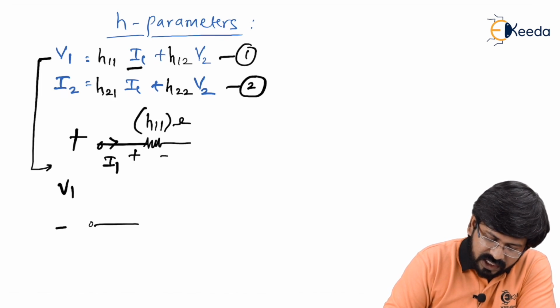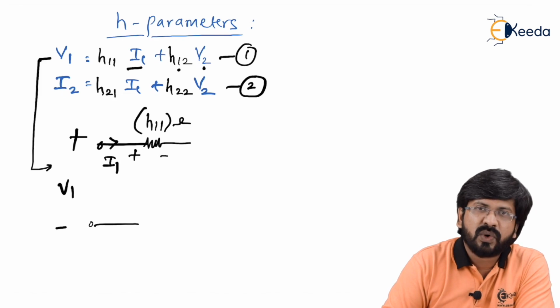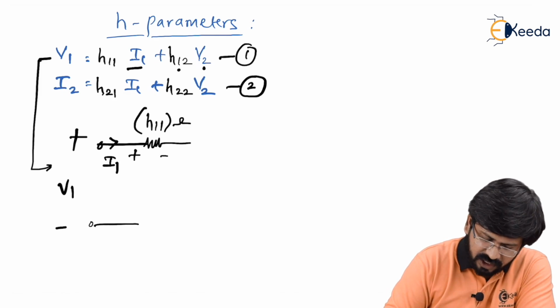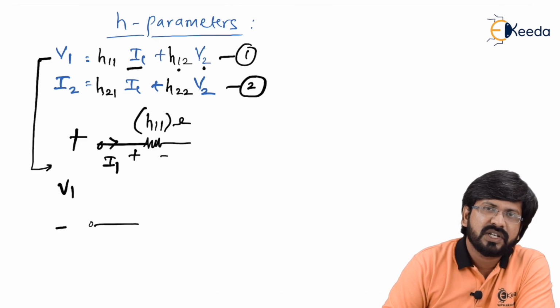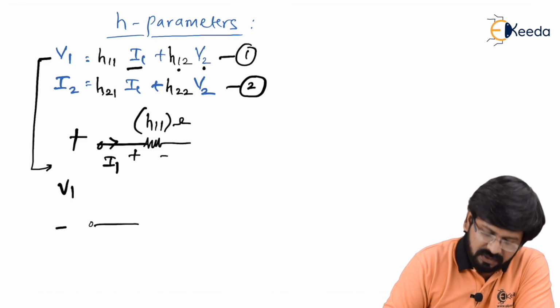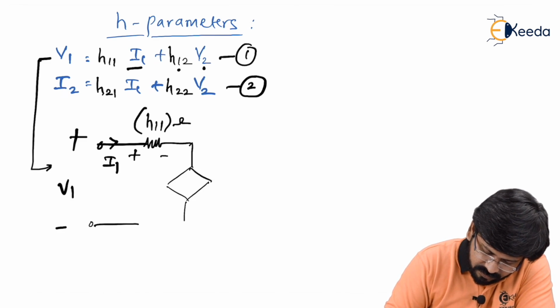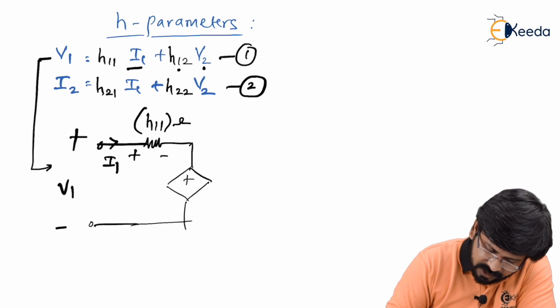Second, as you can see, H12 into V2 is also a voltage, but V2, since it belongs to port 2, when you show something which belongs to port 2, you have to show it as a dependent source. And of course it has to be a voltage source, because you are actually constructing a voltage equation. So this will be plus minus H12 times V2.